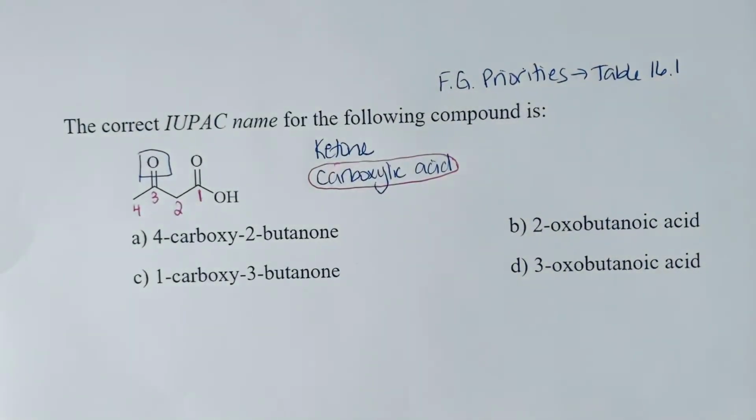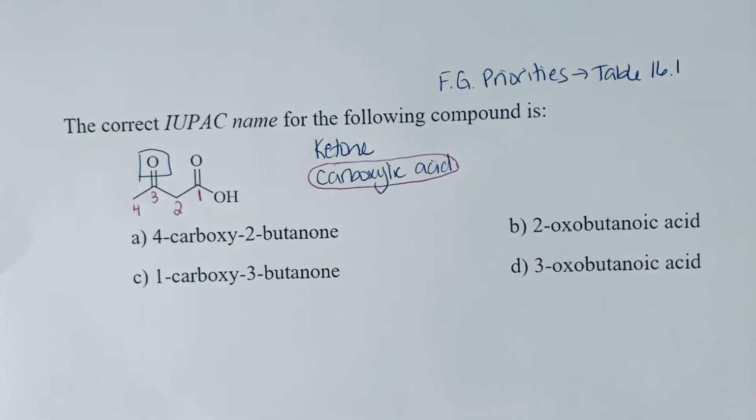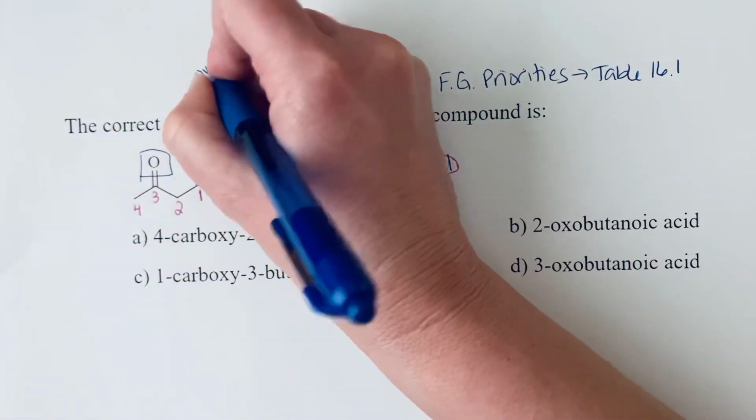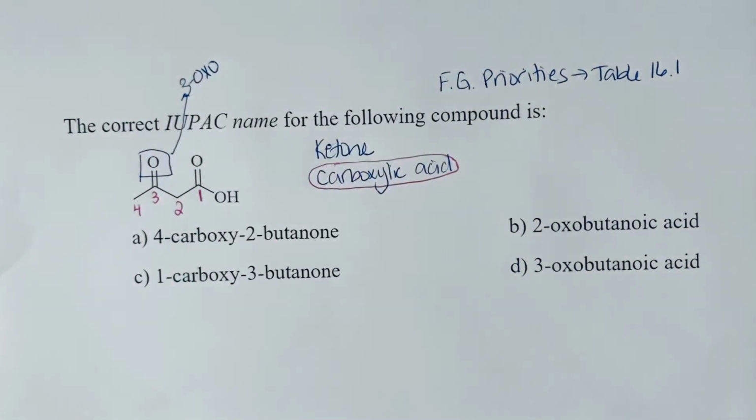If the ketone was the parent chain, the principal functional group, your molecule name would end in -one, which is what we see here for A and C. So that is not the right answer. We need to know what to call a ketone as a substituent, and we call this oxo. It's at carbon 3, so it's going to be 3-oxo.